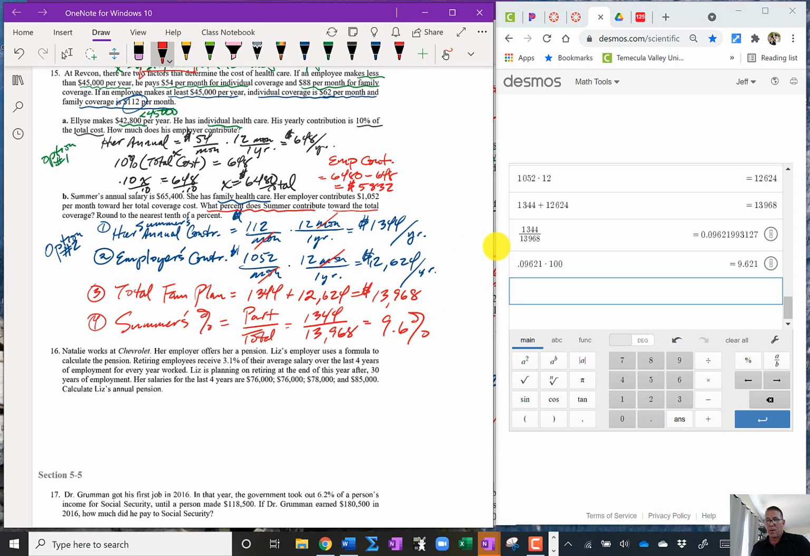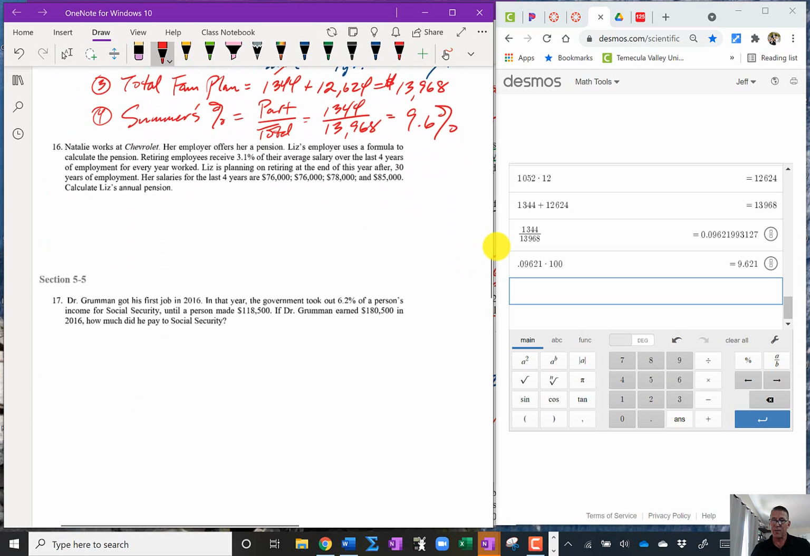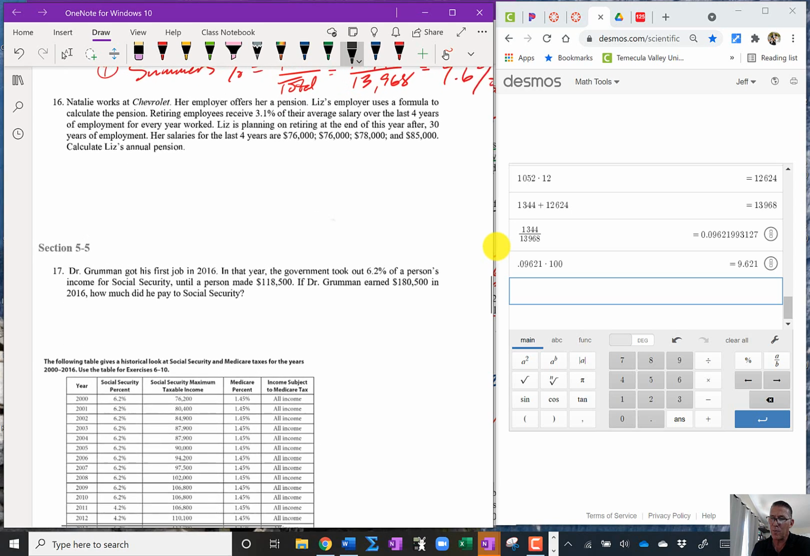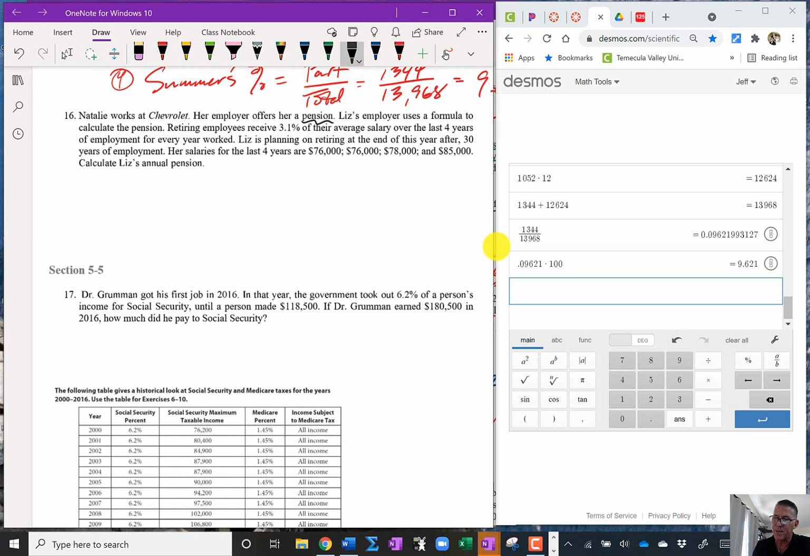Oops, change this right here. There's a little typo here, so it's supposed to be Natalie, not Liz. So let's change all these to Natalie. Okay, anytime it says Liz, change it to Natalie. Typo there. So now Natalie works at Chevrolet.